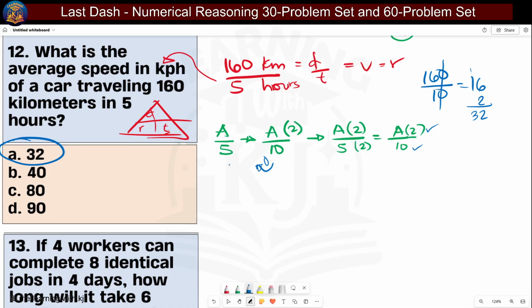Again, the technique for this one, any number divided by 5 is just the same as you dividing that number by 10 or move it by 1 decimal place dito, and then you multiply it by 2. Okay? That's it for the fourth video. Let's go to the next one.